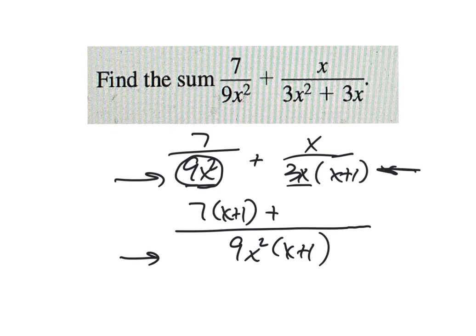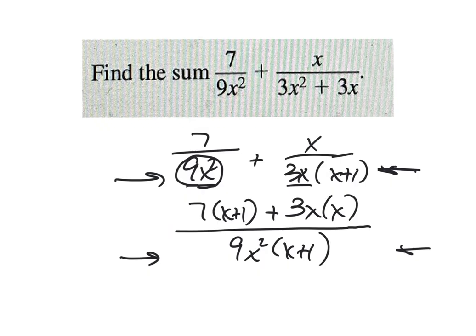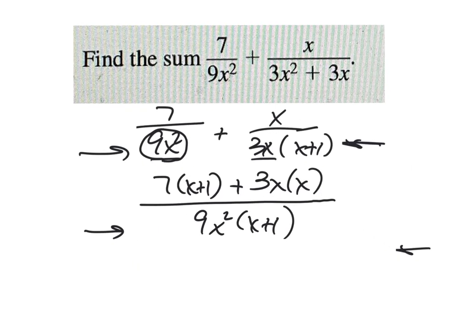Now I'm going to look at the second one and ask the same question. What does it need to become this? Well, the 3 needs another 3. The x needs another x. It already has the x plus 1. I'm going to do that times x. Okay, so now I'm just going to do the math in my numerator. If I can move this up a little bit. There we go. And just see what happens.